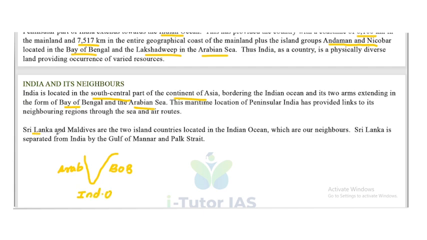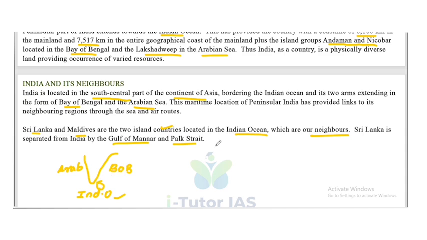Now, Sri Lanka and Maldives are the two island countries located in the Indian Ocean, which are our neighbors. Sri Lanka is separated from India by the Gulf of Mannar and the Pak Strait.